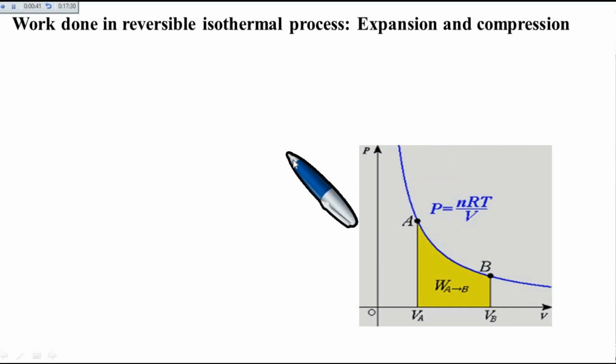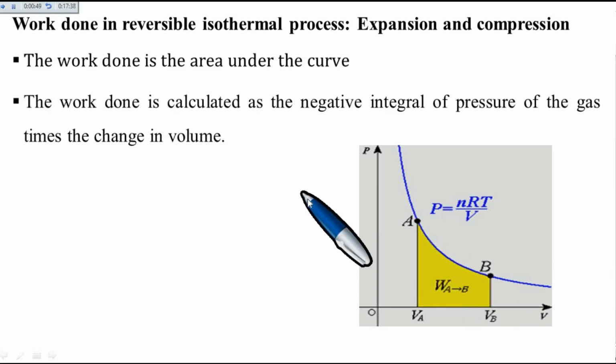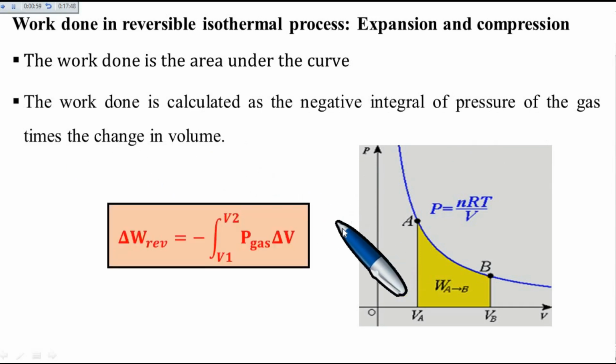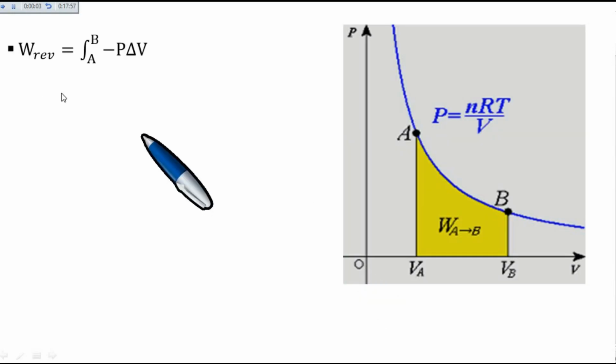How do we calculate the work? The work done is the area under the curve. In this case, the work done is calculated as the negative integral of the pressure of the gas times the change in volume. Because in a reversible process we use the pressure of the gas rather than the external pressure. Let's see how we calculate the area under the curve. In this case, we are integrating from A to B. So this is the point A and this is the point B.